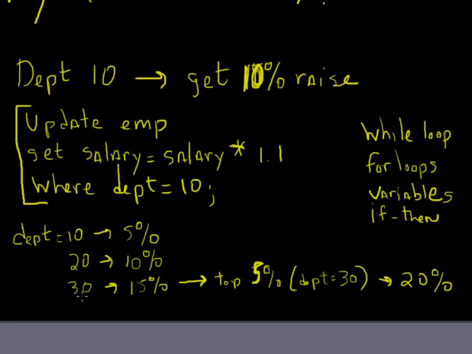If the department equals 30, then I have to do another query where I have to say, okay, is this person part of my top 5% of my sales force? If they are, then I want to increase their salary by 20%. Otherwise, I want to increase it by 15%.